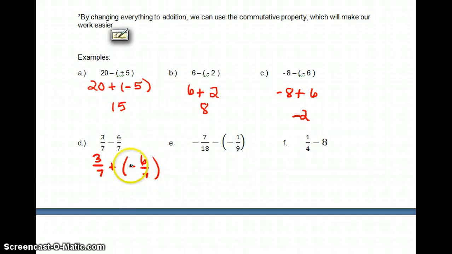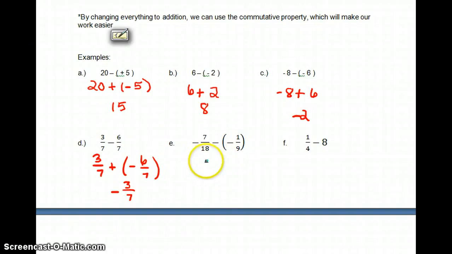Following our steps, we are told that when our signs are different, we subtract. So 6 minus 3 gives us 3/7. And since 6 is bigger than 3, we'll keep the sign of the 6/7. Therefore, it is going to be negative 3/7.